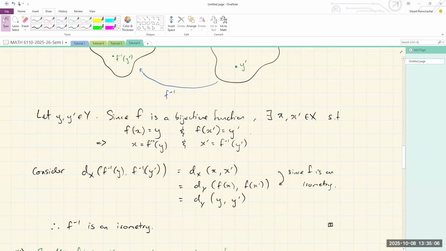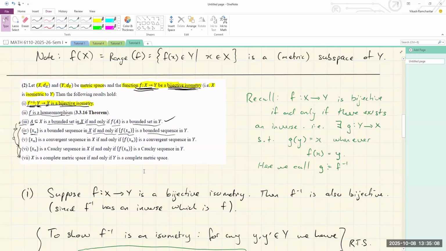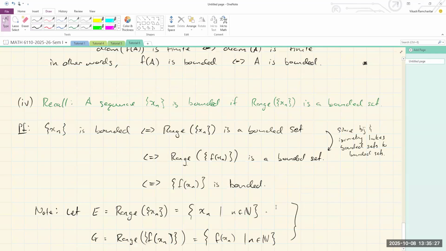Okay, so what's the next one? We have this one. The next one is: xn is a convergent sequence in X if and only if this new sequence is convergent in Y. Okay, so 5.